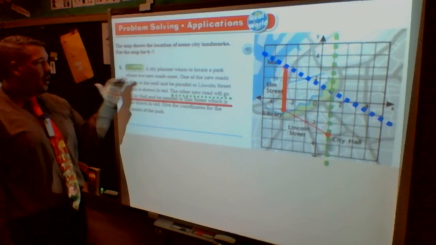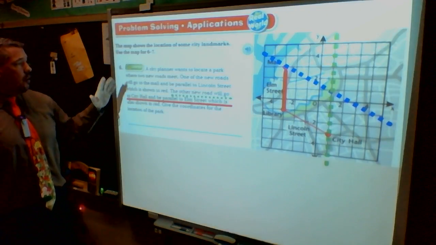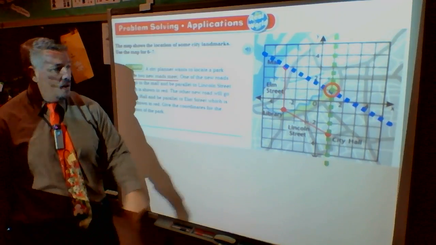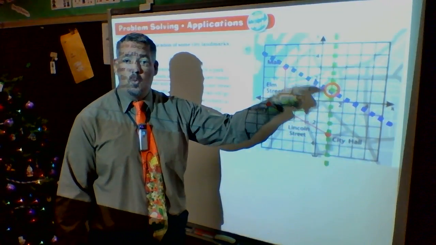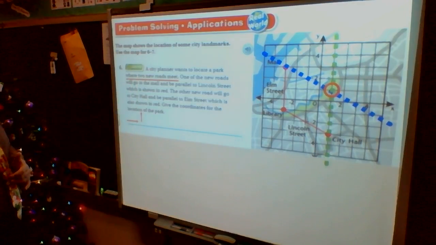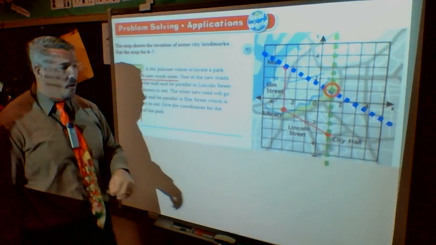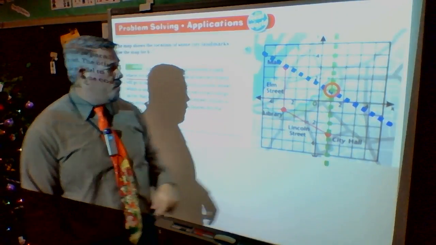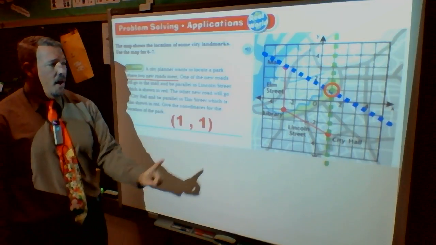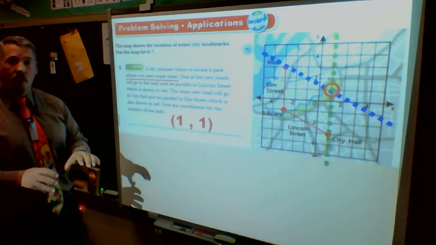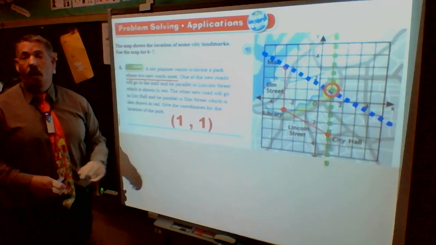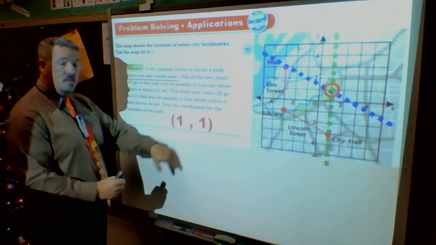Then I go back to it, and it's telling me that the park is going to be where those two new roads intersect. So I'm talking about that location right there, and I have to figure out what that location is. So when I go forward from my point of origin, which is in the center of the map, I'm then going up. So I'm going forward 1 and going up 1. So my coordinates for the new park are going to be (1, 1), as an ordered pair, parentheses separated by a comma.